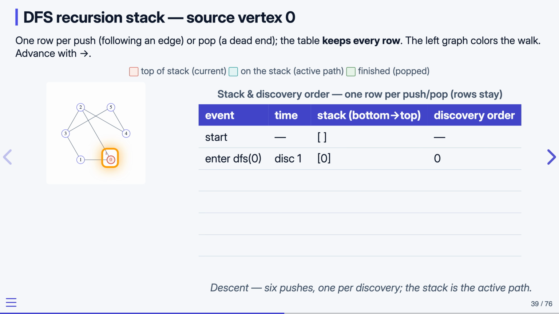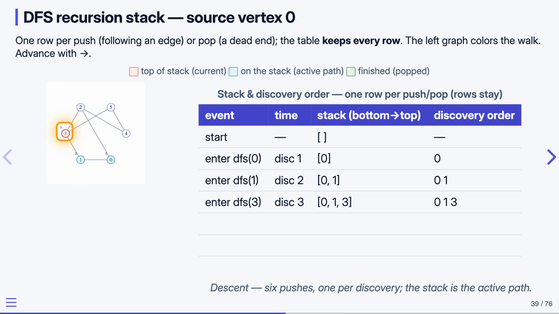We enter the DFS visit for vertex 0. It goes on the stack and turns amber. Vertex 0 gets discovery time 1. The visit order starts with 0. 0's first unvisited neighbor is 1, so we call the visit for 1. A second frame pushes on. 1 gets discovery time 2, and now 1 is the top of the stack.